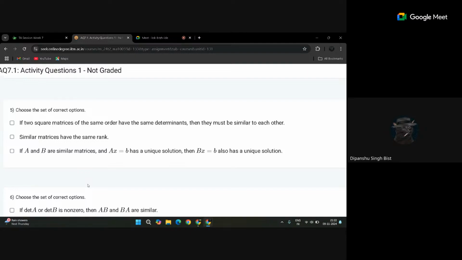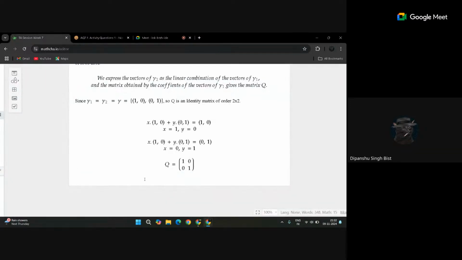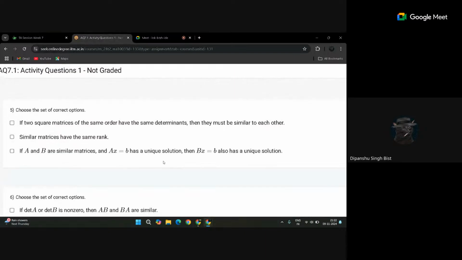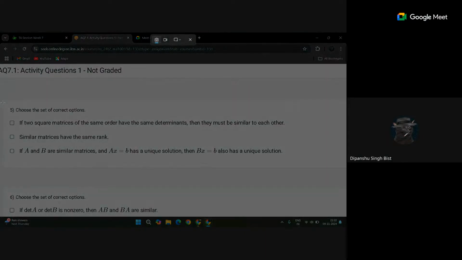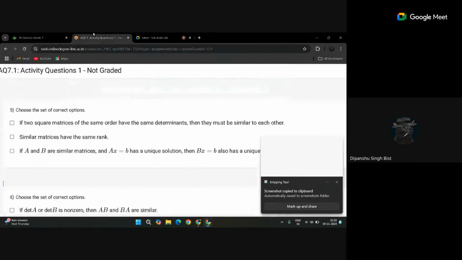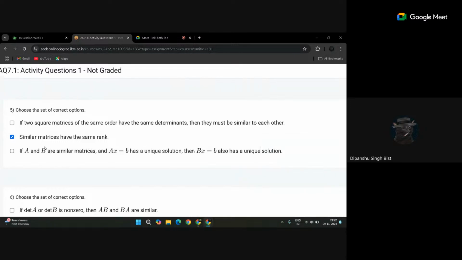Any counter example? Maybe if I talk about any two matrices that have zero determinant. Maybe if I take this example, let's leave it for now. I'll just write the counter example in 1 second, okay? Similar matrix A has a unique solution, and then Bx equal to A also has a unique solution, yes.